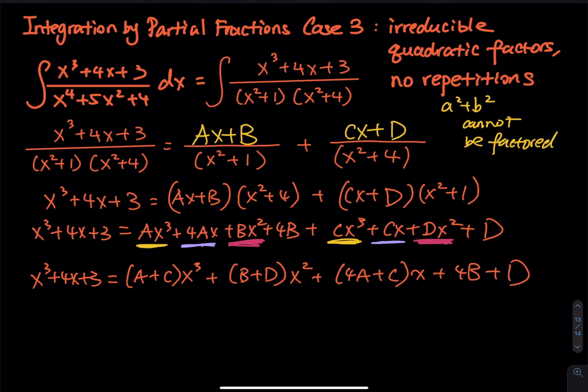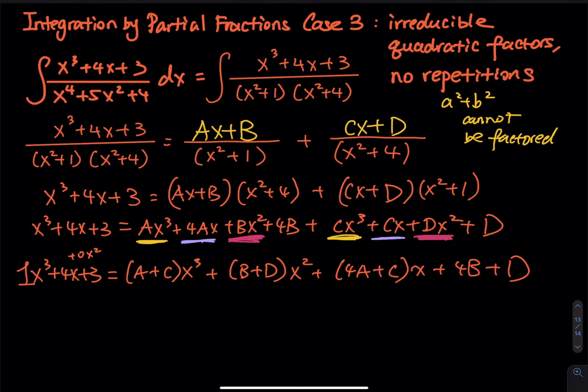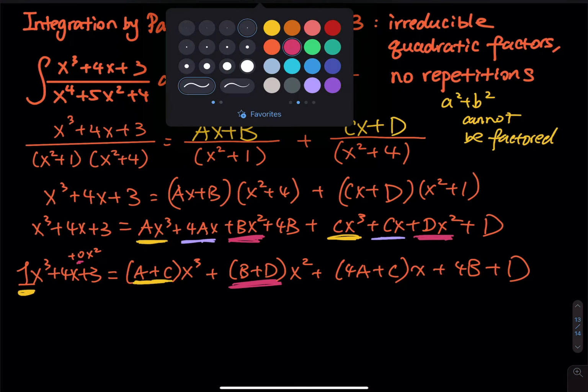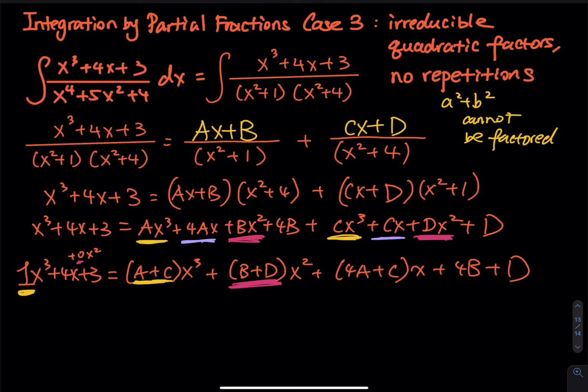Okay, so now we equate the coefficients. The coefficient in front of x to the third is 1. There is no x squared, right? So there is a 0x squared in there. So for the third power here, 1, that will be this. The second power, that would be the 0 for this. And then the first power, 4, that will be for this. And then the rest, the 3, will be for the 4b plus d.